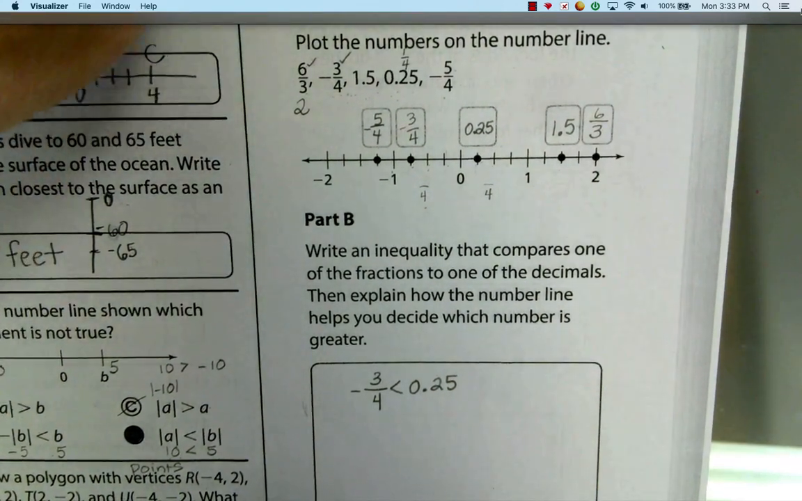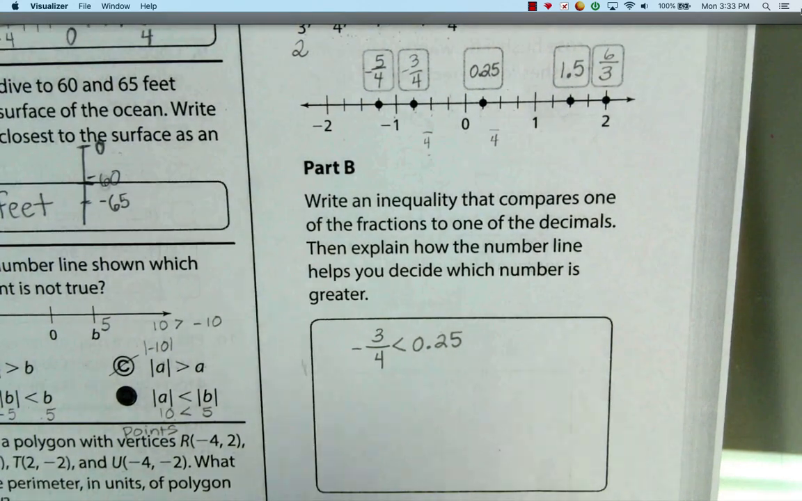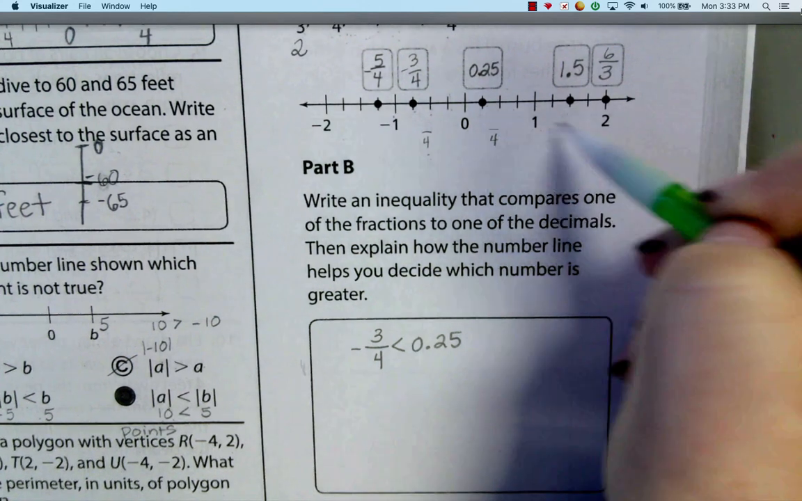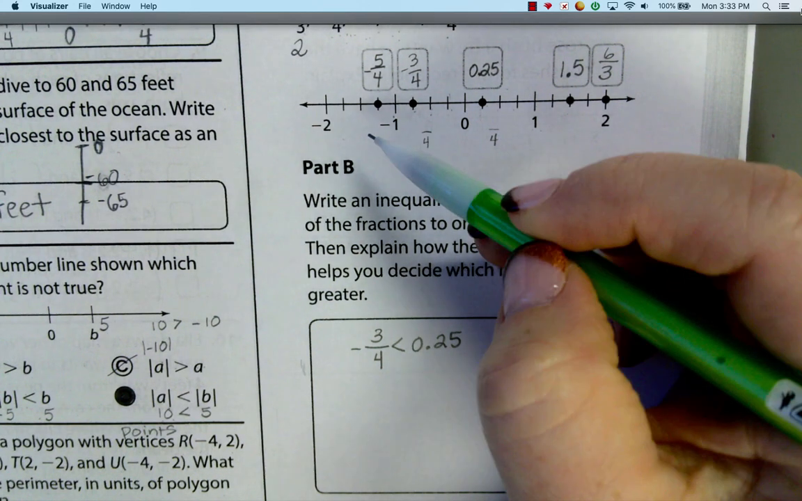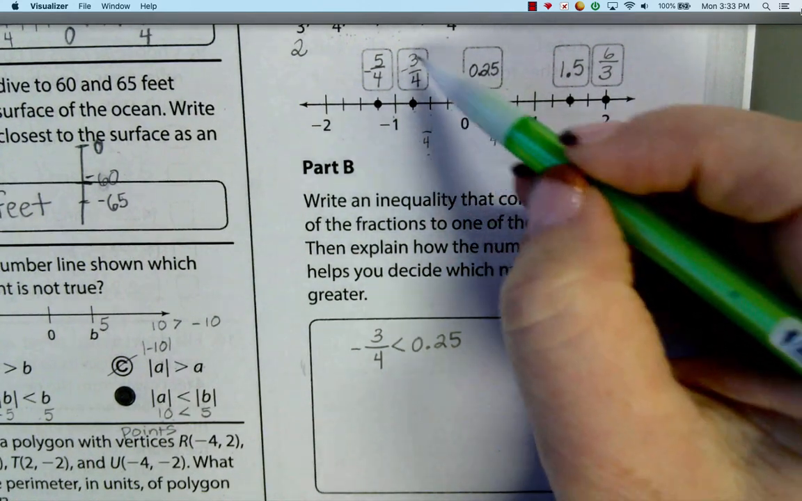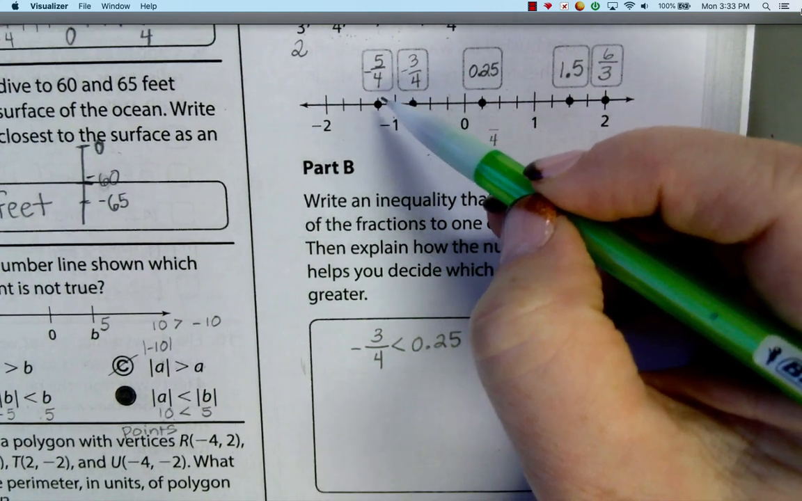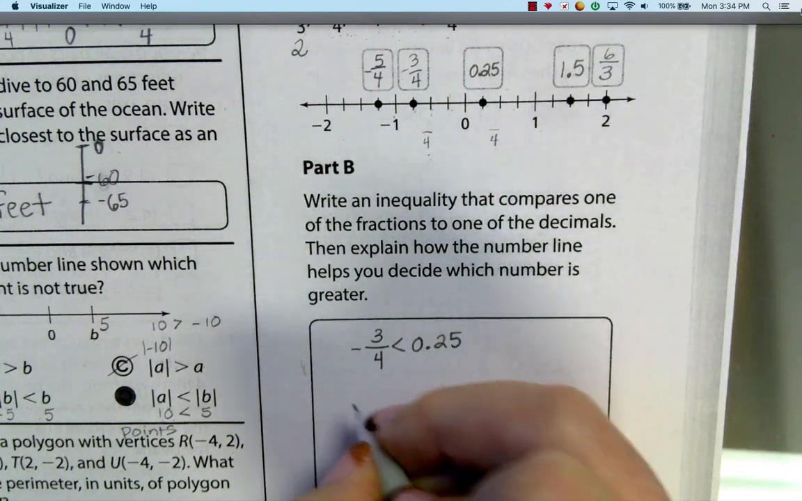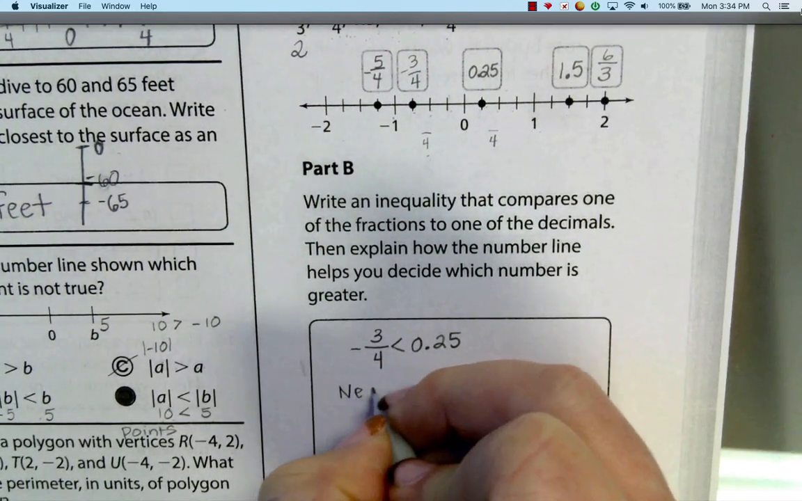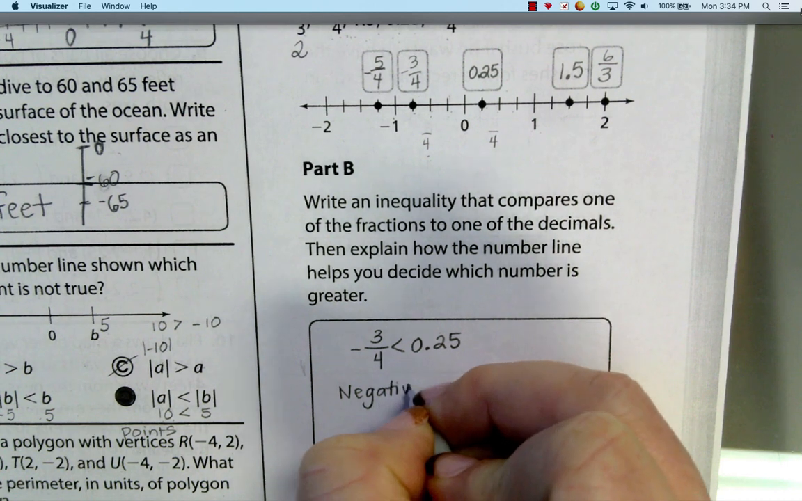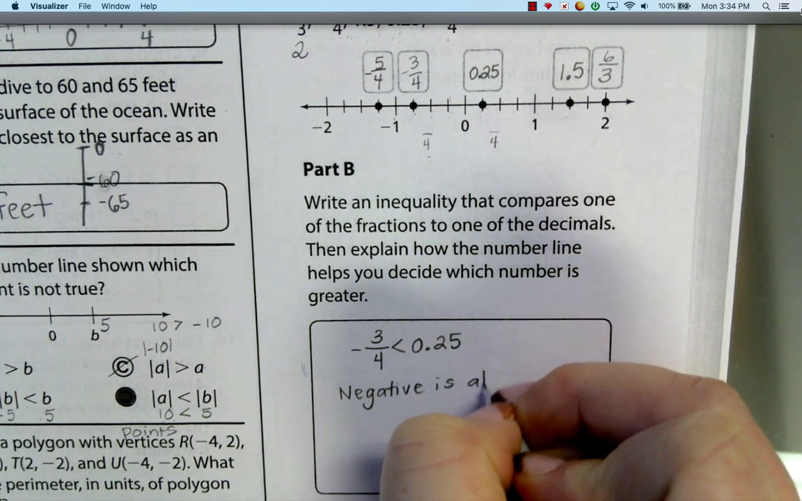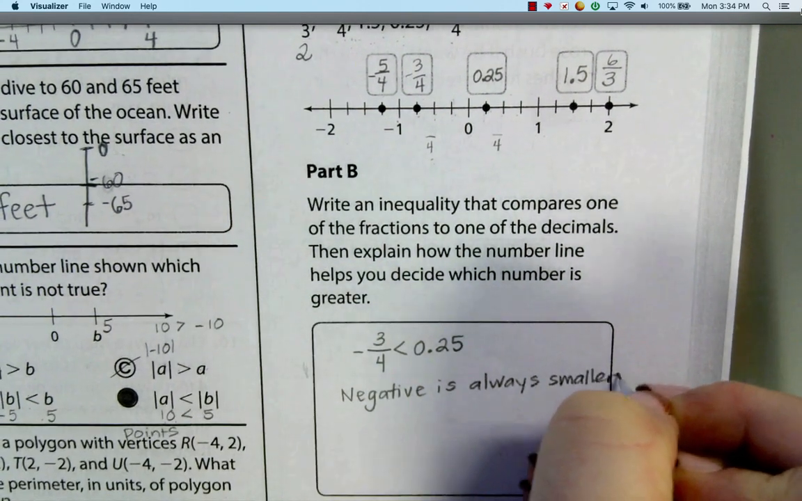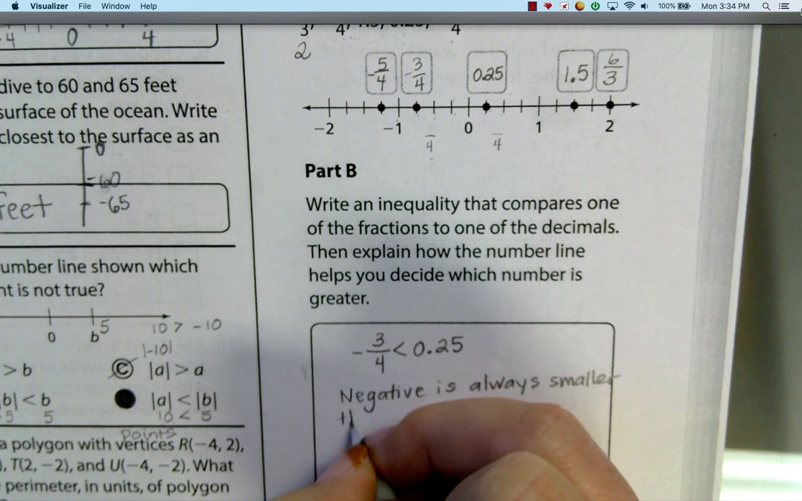So you could say something like this. You could say, I know that 0 divides my positive numbers and my negative numbers on the number line. And here I see negative is smaller than positive. And we have that in our notes. Negative is always smaller than positive. So for one thing, we could say negative is always smaller, or you could say less than positive.